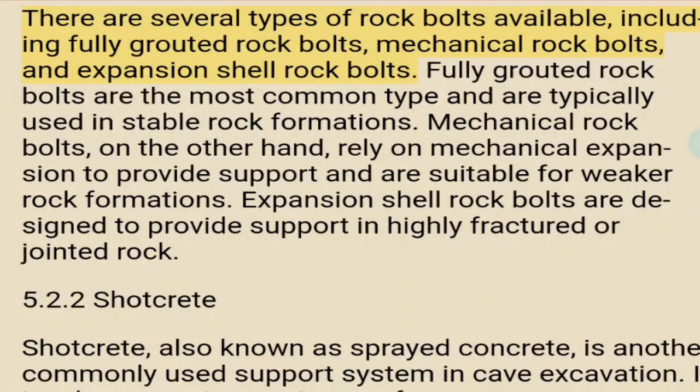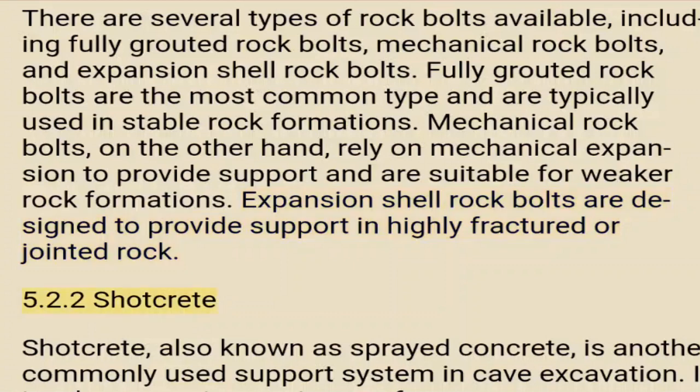There are several types of rock bolts available, including fully grouted rock bolts, mechanical rock bolts, and expansion shell rock bolts. Fully grouted rock bolts are the most common type and are typically used in stable rock formations. Mechanical rock bolts, on the other hand, rely on mechanical expansion to provide support and are suitable for weaker rock formations. Expansion shell rock bolts are designed to provide support in highly fractured or jointed rock.